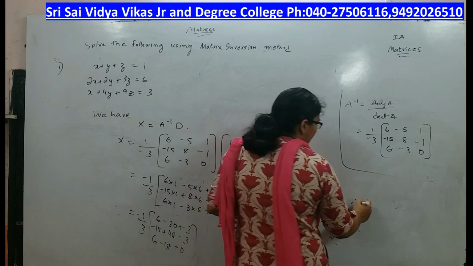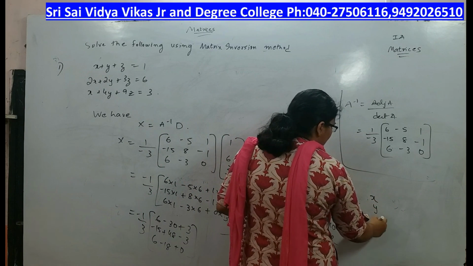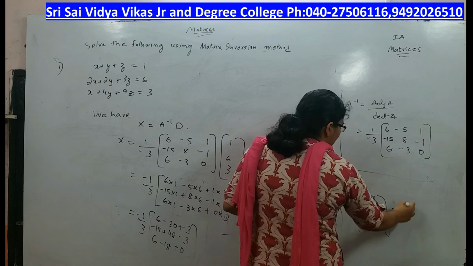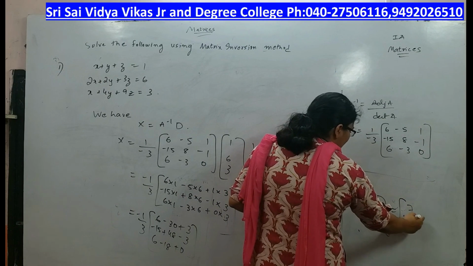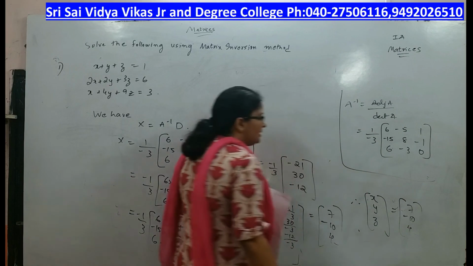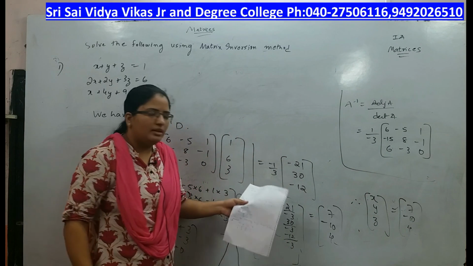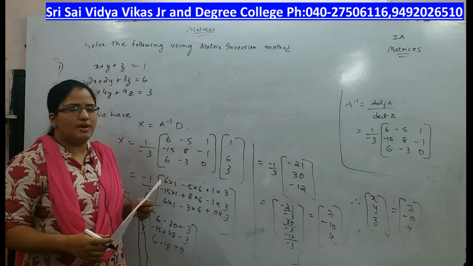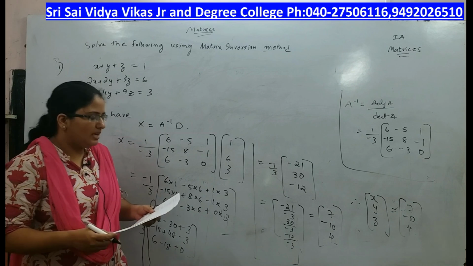Therefore, x, y, z is equal to 7, minus 10, 4. This is how we find out the variable matrix, that is x, y, z equals 7, minus 10, 4.